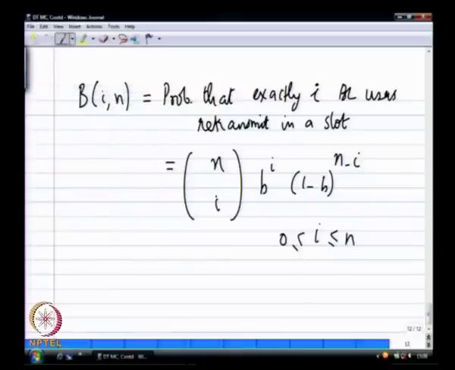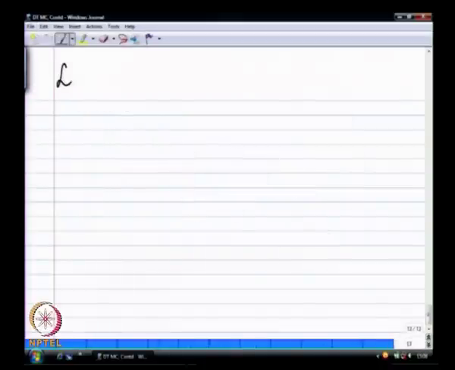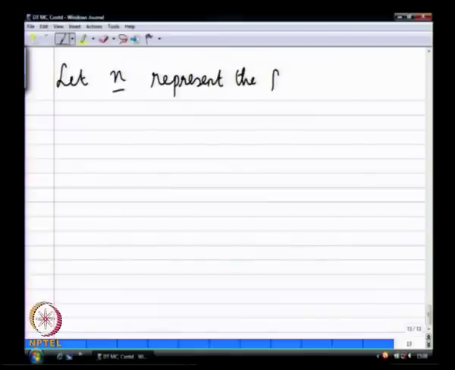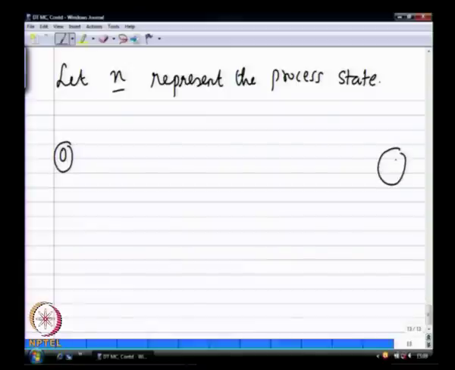Okay, these are still no definitions. Now let n represent the process state. When the system starts, how many backlogged users will there be? What is the value of n? 0, nobody is backlogged. So 0 is the starting state, the initial state, and then I can go up to m backlogged users. So my system states are simply 0, 1, 2 and so on.